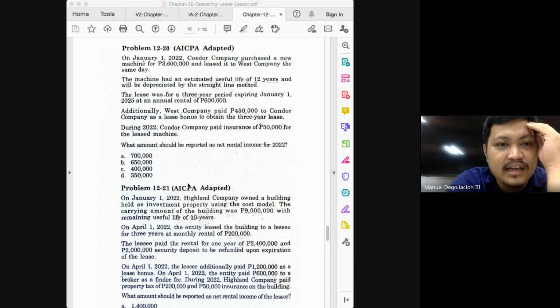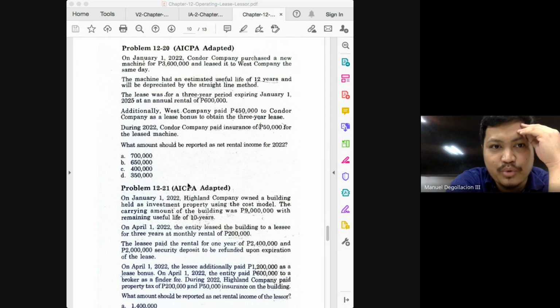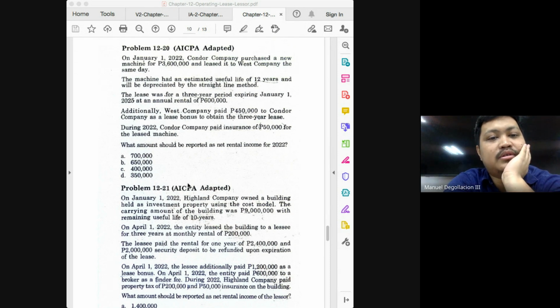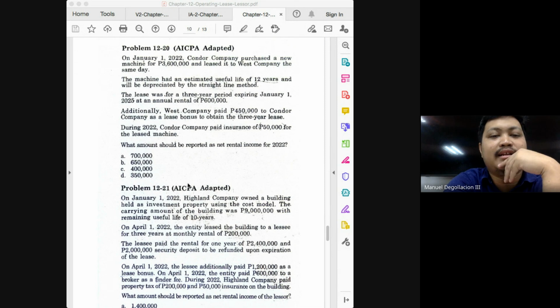We are not waiving any lease payments, correct? So annual rental income would be 750. All we have to do is deduct our expenses. What are our expenses? We have insurance in the amount of 50. So 750 minus 50 will give you 700, but that is not the answer because we are forgetting something. What else should be deducted, class, to get your net rental income?